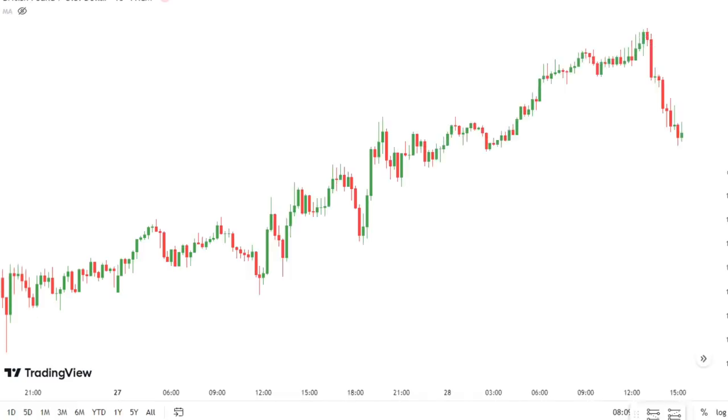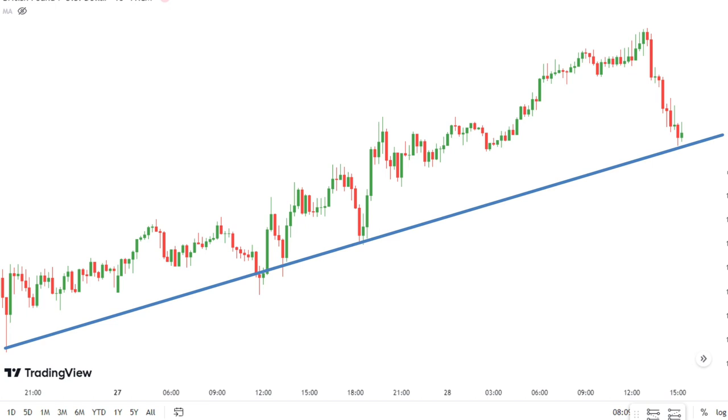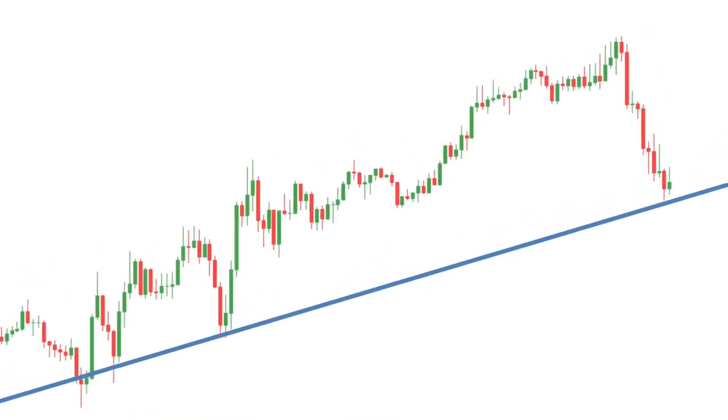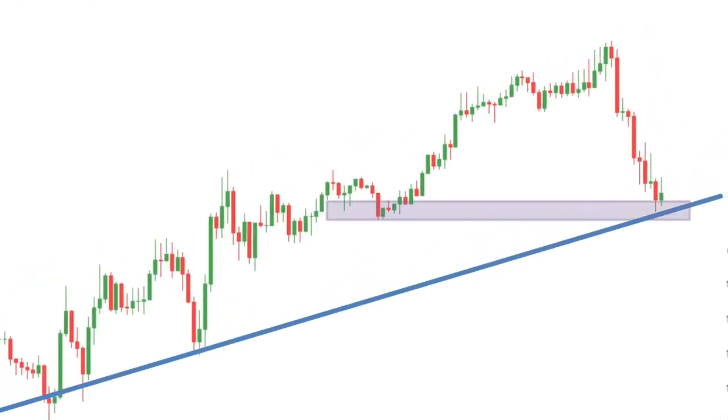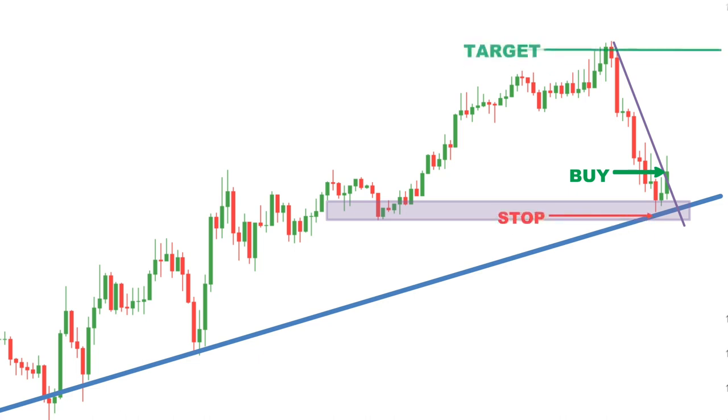Let's see another example. Here the price is in an uptrend, and here we can draw a trend line as our key level. And recently the price experienced a support level here, which makes it an area of high confluence. Now that the price has made a pullback towards the trend line, we draw a minor trend line above it. And when the price breaks out of this minor trend line, you can enter a long position. Set your stop loss just below the recent swing low, and profit target at potential resistance areas.